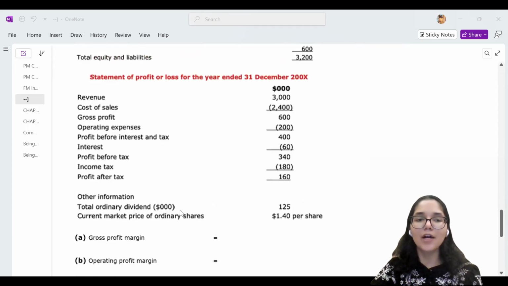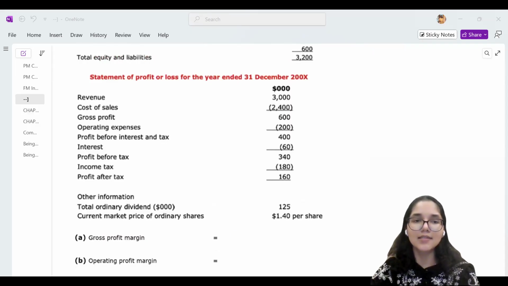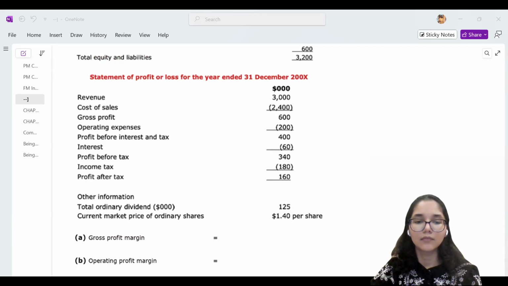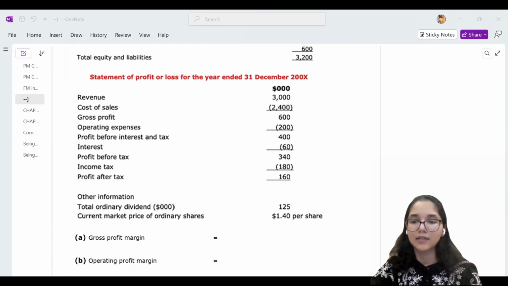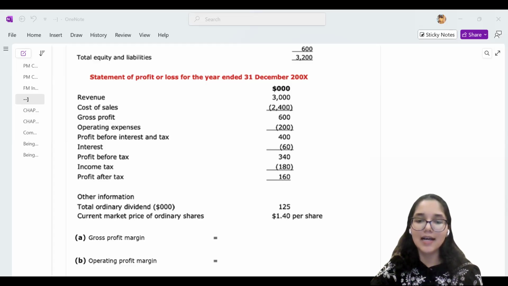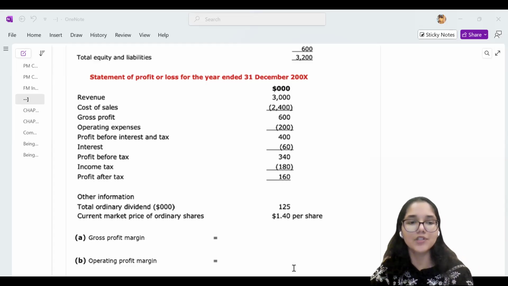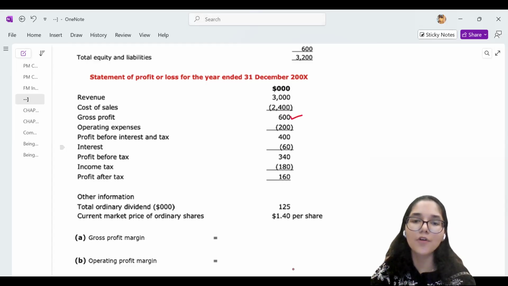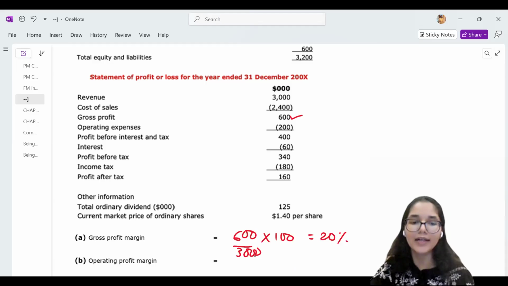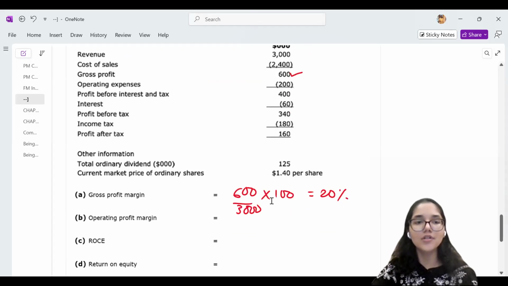So first is the gross profit margin. Let me know what the answer is going to be. We've just now learned the formula. Calculate and let me know your answers. Okay, most of you are giving me 20% as the answer. It's going to be gross profit divided by the sales. So this will be 600 divided by 3000 into 100, which will give you 20%. So you're all correct.